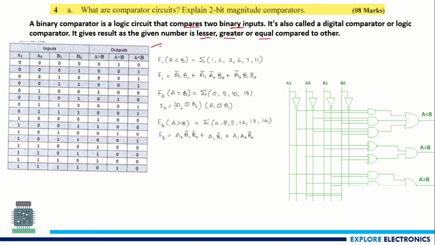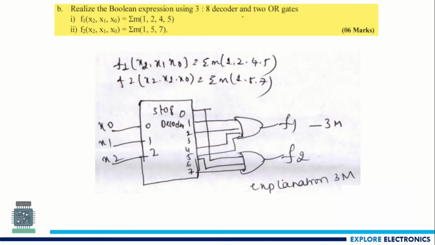So here is the 2-bit comparator truth table. For that we have A greater than B, A equal to B, and A less than B as outputs. For those we have generated the expressions over here, and using those expressions we need to draw this diagram. So this much carries 8 marks: 2 marks for the truth table, 1 mark for the definition, 3 marks for the solution, and 2 marks for the circuit.